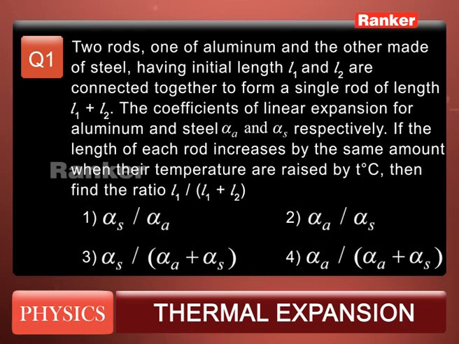If the length of each rod increases by the same amount when their temperature is raised by T degrees Celsius, then find the ratio of L1 by L1 plus L2. First option is alpha S by alpha A. Second option, alpha A by alpha S. Third option, alpha S by alpha A plus alpha S. And the fourth option, alpha A by alpha A plus alpha S.